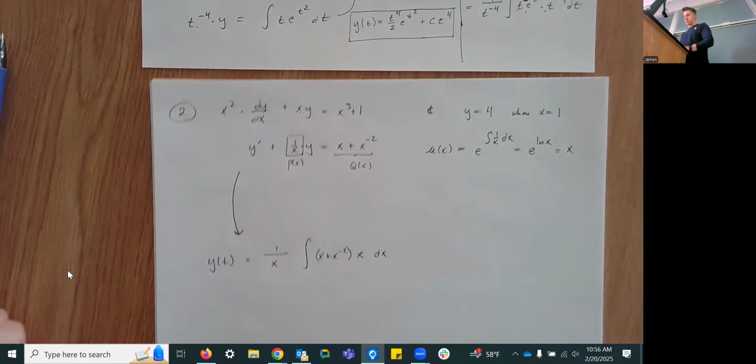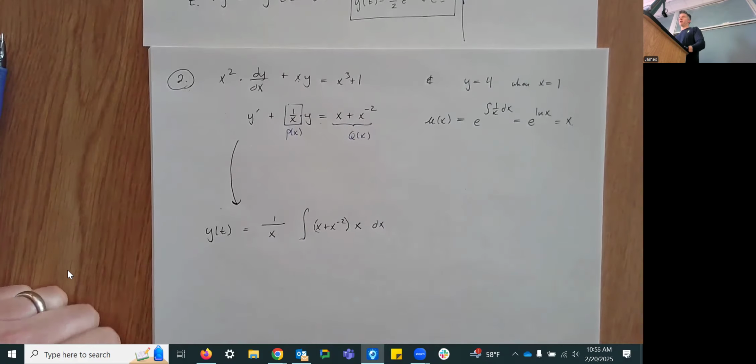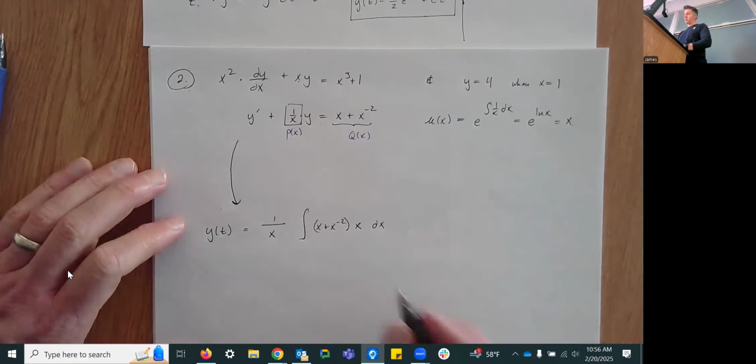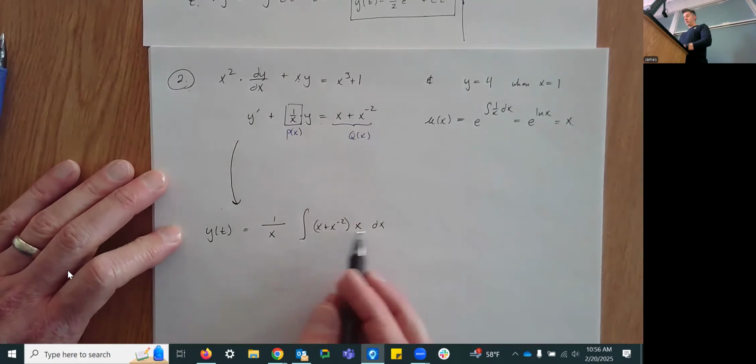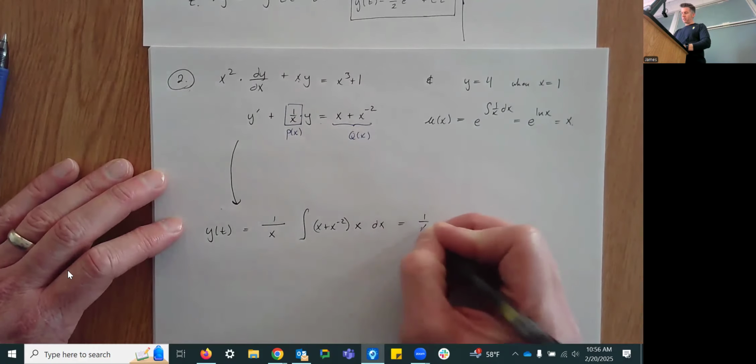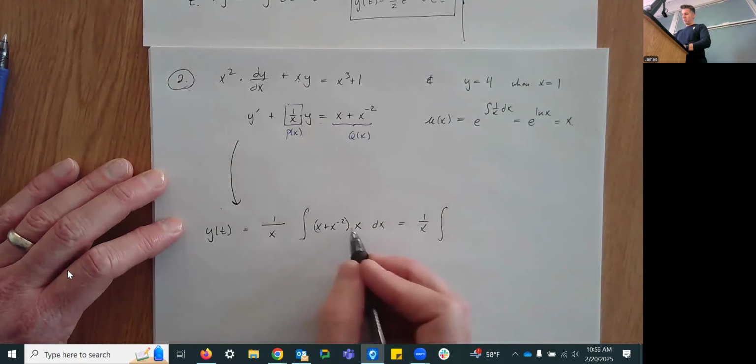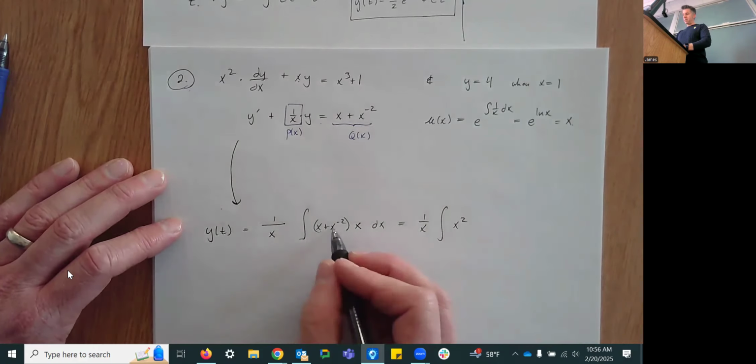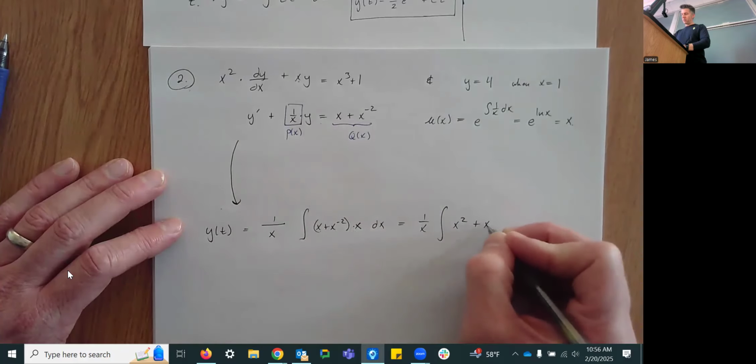Okay, let's go ahead. I'm glad I didn't pick x equal to 0. I think I would have been in trouble if I picked x equal to 0 from my initial condition. So now we're going to simplify this integral and then integrate it. So we're going to get 1 over x times the integral of x times x, which is x squared, and x to the negative second times x, which is x to the negative first.